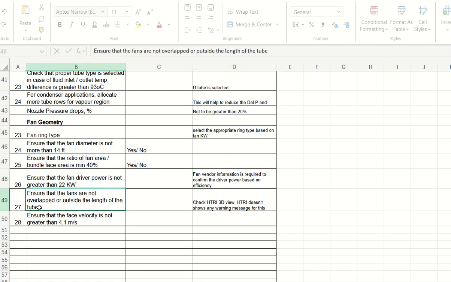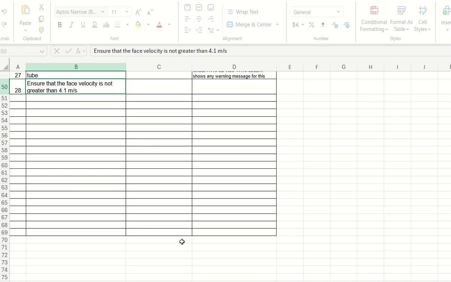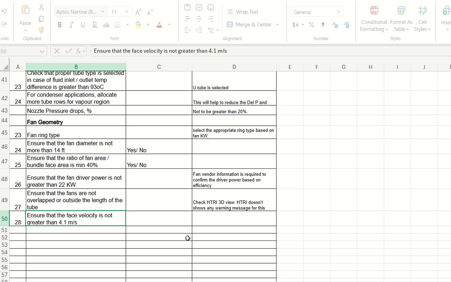Ensure that the fans are not overlapped or outside the length of the tube. Check the HTRI 3D view, whether HTRI shows any warning message for this. Ensure that the phase velocity is greater than 4.5 meters per second. So these are some of the checklist items, talking about velocity, kilowatts, ratio of fan area to the bundle face area.